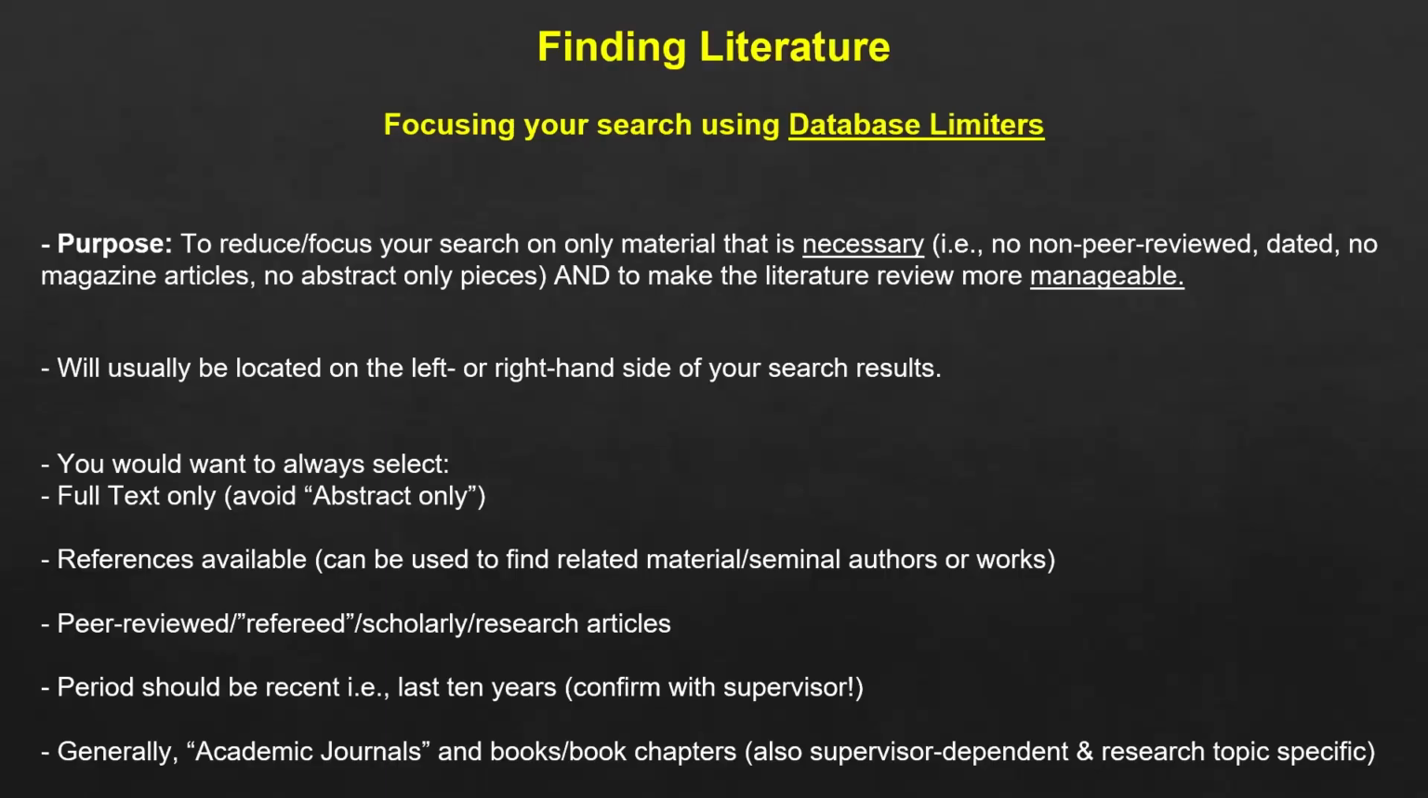Some technical things you'd want to consider when using database limiters is to always select full text only. The reason for this is if you don't select this, it will often pull up abstracts of the paper or summaries of the paper. Now, you shouldn't be aiming to look at the abstract or summary. That's just the bones of the study. You want the meat of the study. You want to know what this author did, what they found, what the limitations of their study were, what the strengths were. You want as much detail as possible on that particular topic. So you want the full text article.